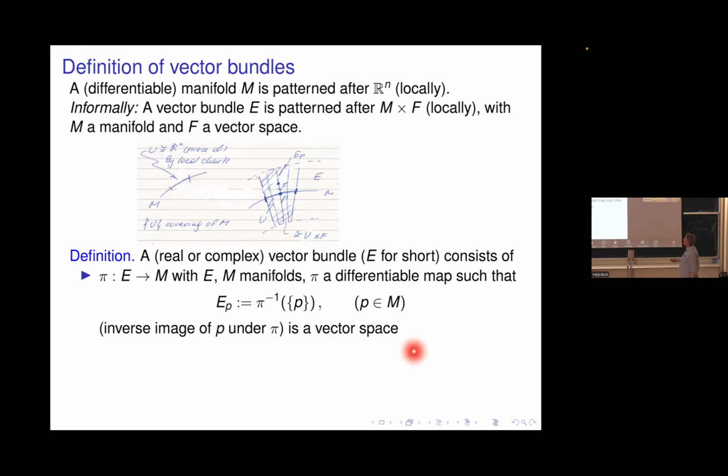And so here is a somewhat more formal definition of a complex vector bundle. E for short consists of a map pi, the canonical map, that projects the vector bundle down to the manifold M, and the map pi is a differentiable map between these two manifolds. And then you can look at the inverse image of every point p in the base space, that's the tooth over it. That's called E_p, and that is supposed to be a vector space.